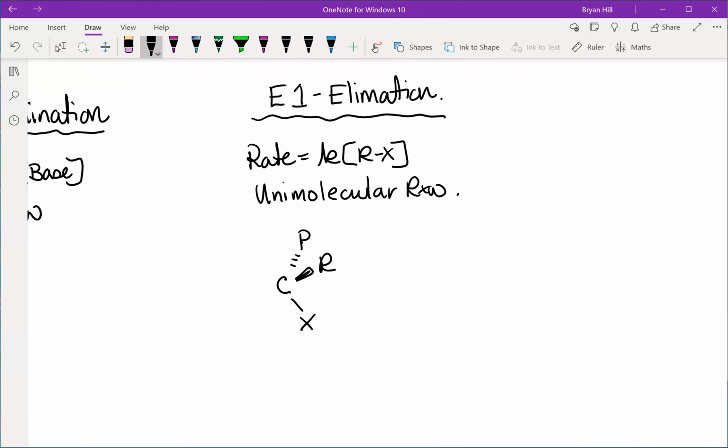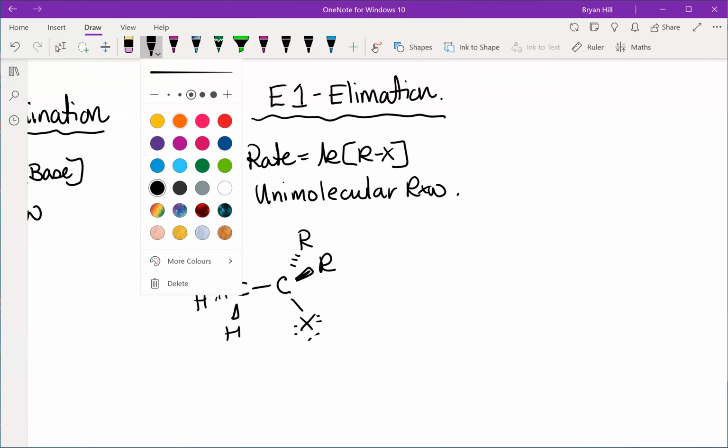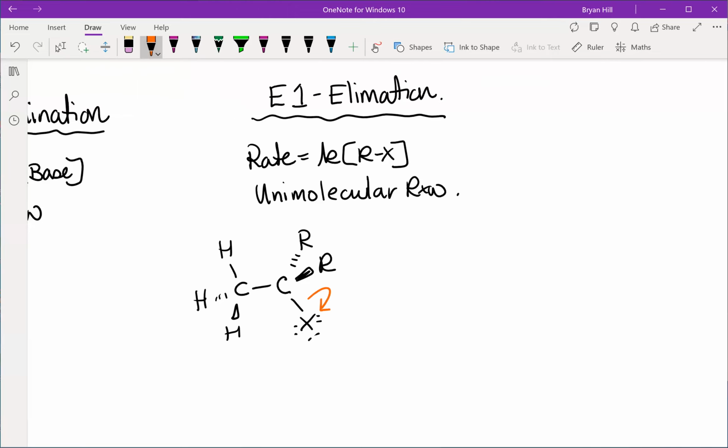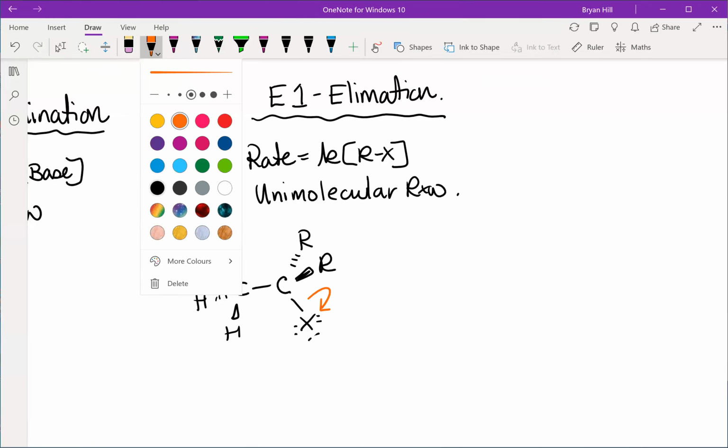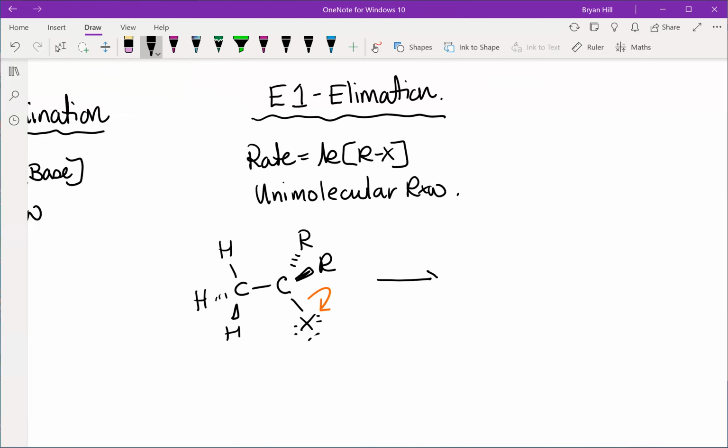So let's make an alkyl halide here. And again, in this case, we're always going to be removing a proton from the carbon next door to the leaving group. So I've specifically drawn this carbon, not as an R group, but in this case as a methyl group, because we'll see that in a second. Okay, so the first step will be, just like in an SN1, the leaving group leaves. So this will be the rate determining step.